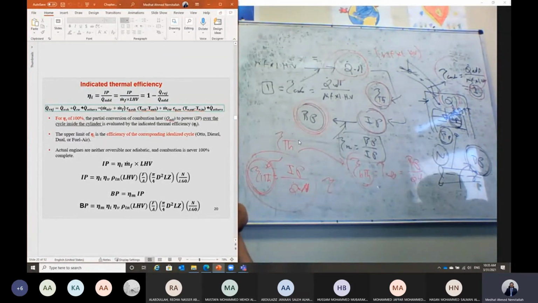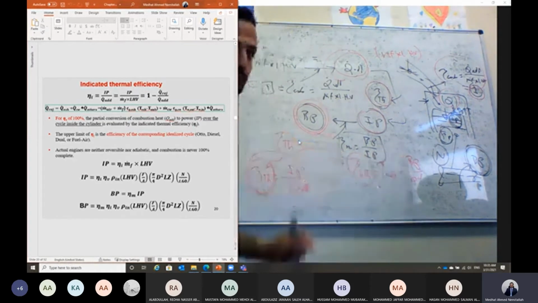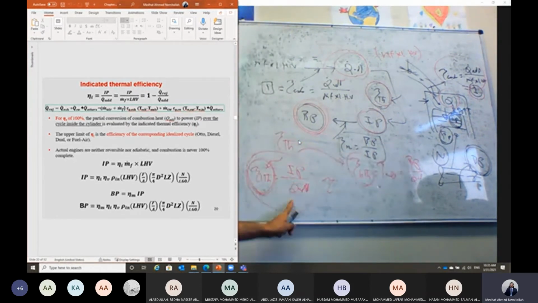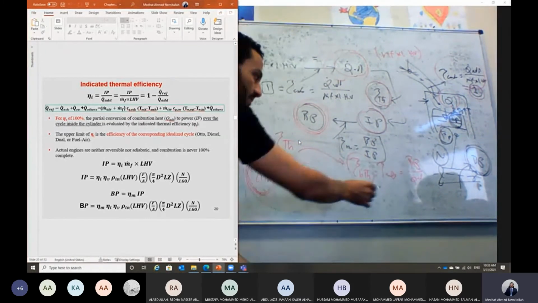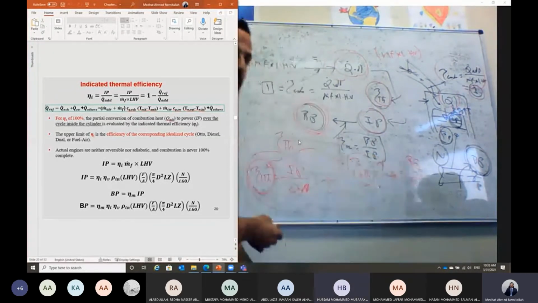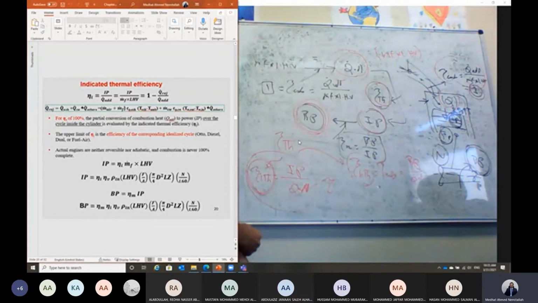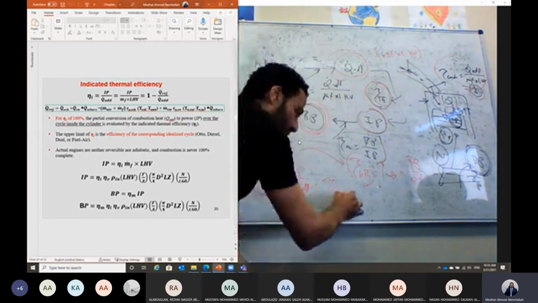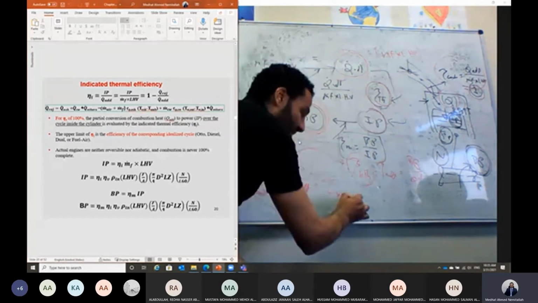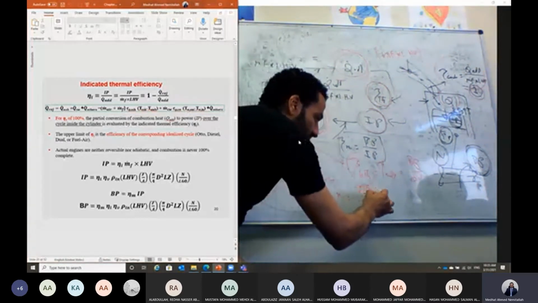Eta brake thermal is brake power divided by Q dot L. Eta indicated thermal is indicated power divided by Q dot L. When I divide them, Q dot L cancels, so it will be brake power over indicated power. So the mechanical efficiency is the ratio between eta brake thermal divided by eta indicated thermal.